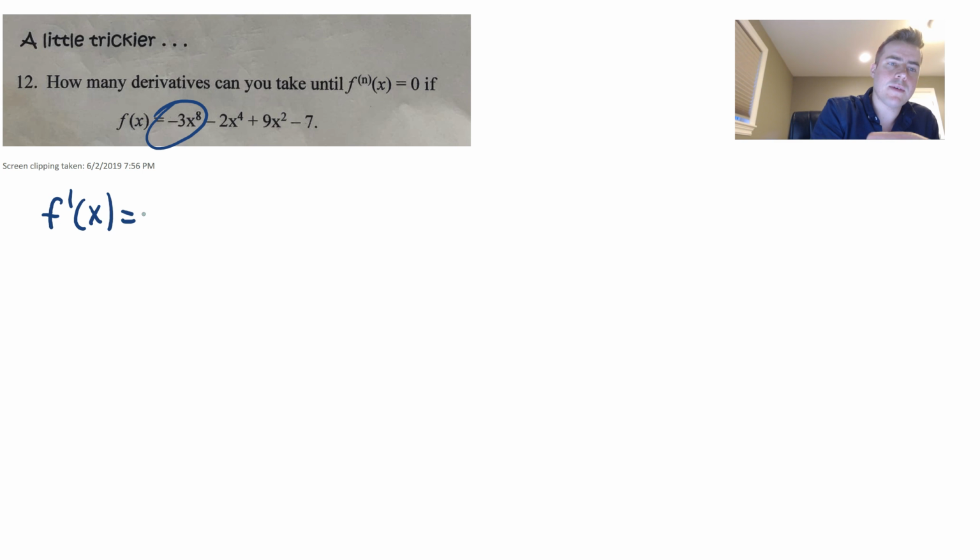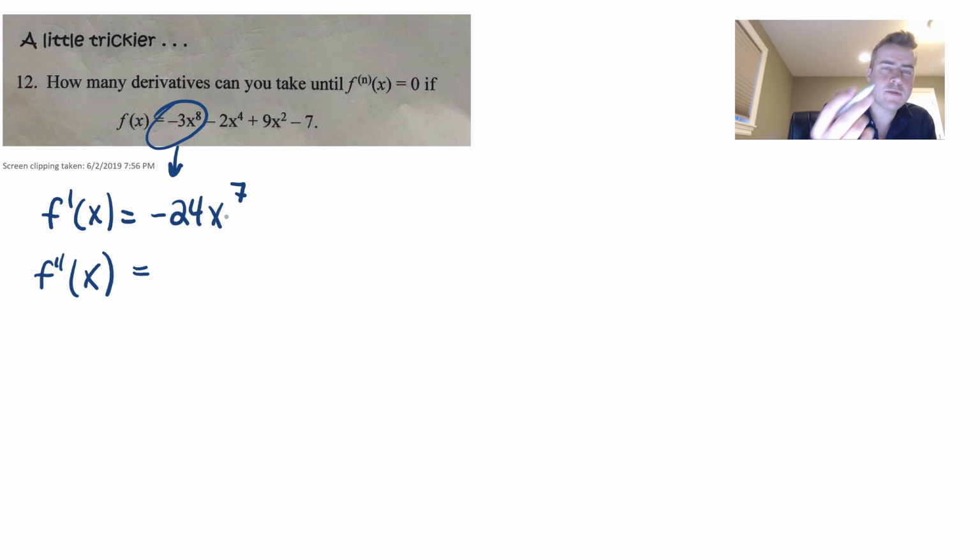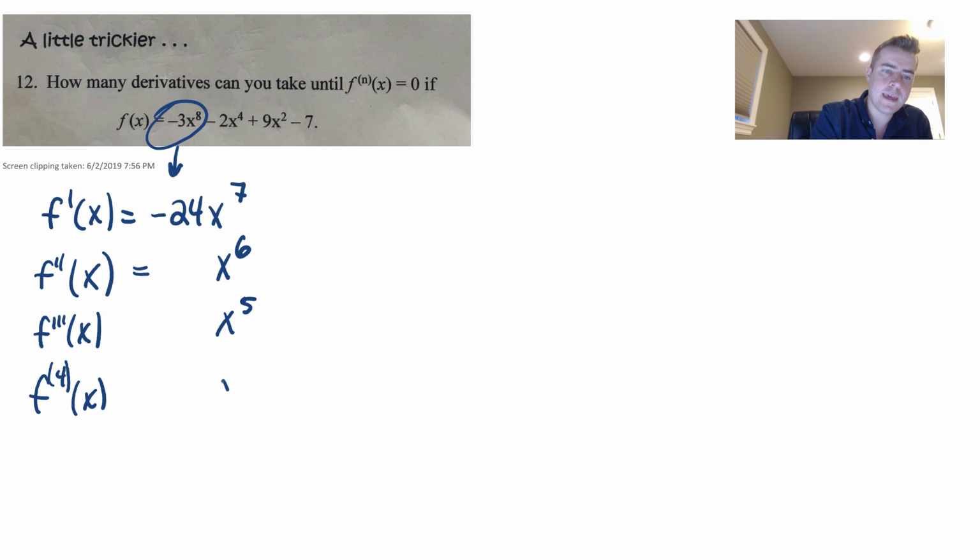If we took the derivative of this, and let's just work with that first term here, that's going to end up being negative 24x to the 7th. Then if I took the second derivative, we're going to do 7 times negative 24. Again, this really doesn't matter what this comes out to be, because this is going to end up being an x to the 6th here. Then if I did the third derivative, if I keep subtracting, this will be an x to the 5th. The fourth derivative will end up being an x to the 4th term, and then so forth.